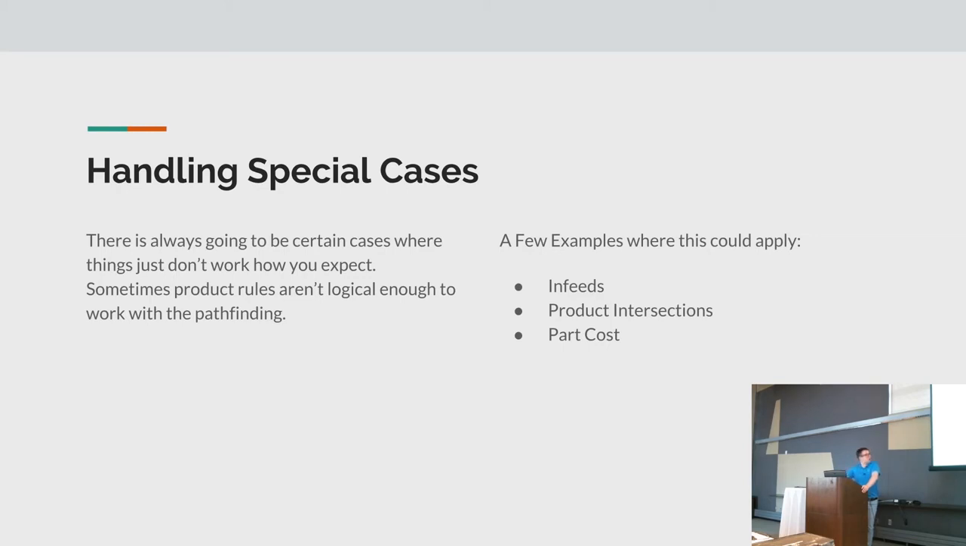What we ended up doing for some special cases, such as some in-feed types, some product intersections, maybe dependent on part cost, is those don't necessarily follow, oh, this is the shortest distance from point A to point B, so this is what we should do. So we basically built a simple decision-making engine that would just say, okay, we've got these options. Is this an in-feed? Is this a certain type of in-feed that has a special case? Okay, yes, we're going to use that route instead of the pathfinding route.